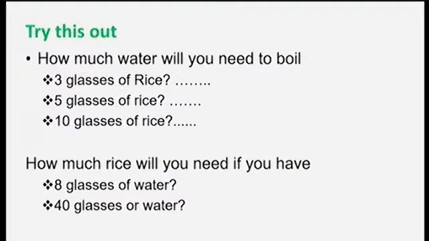How much rice will you need if you have 8 glasses of water or 40 glasses of water? Please, when you call in or send a WhatsApp message, explain how you have got the answer. You know, in mathematics, the process is more important than the answer. So explain how you get the answer.